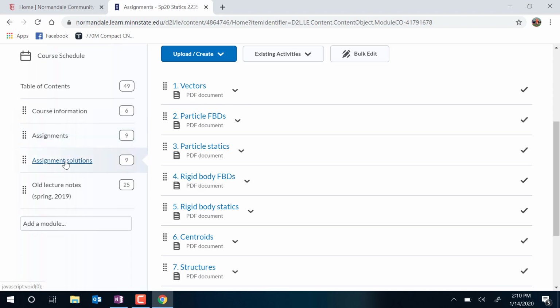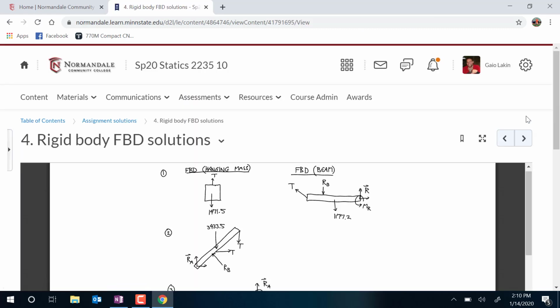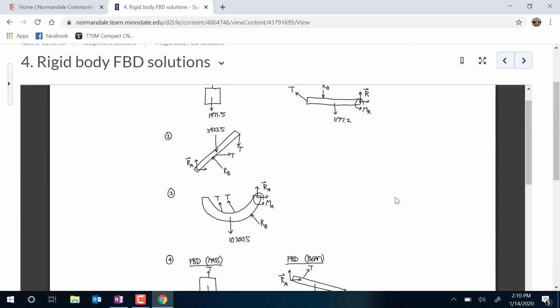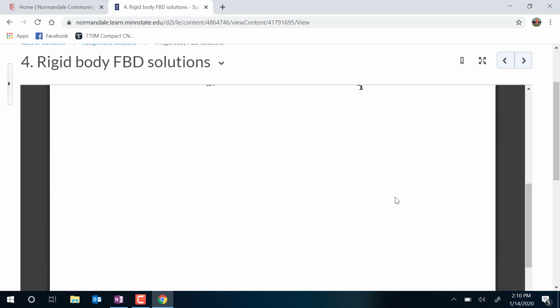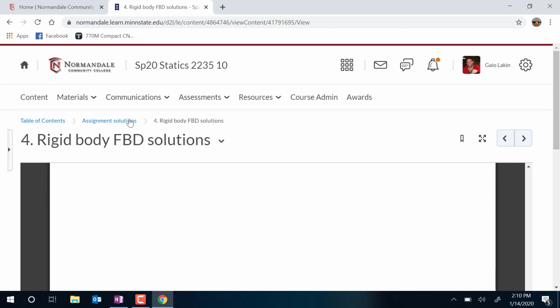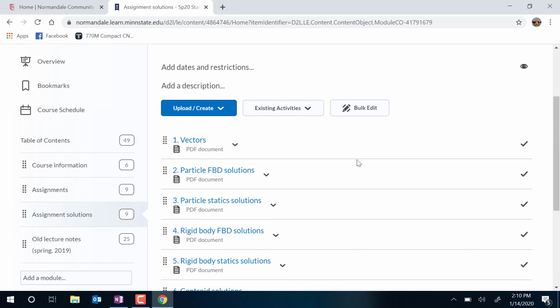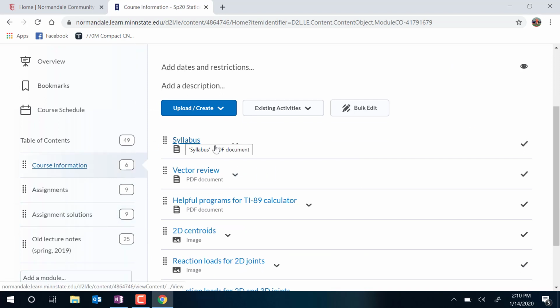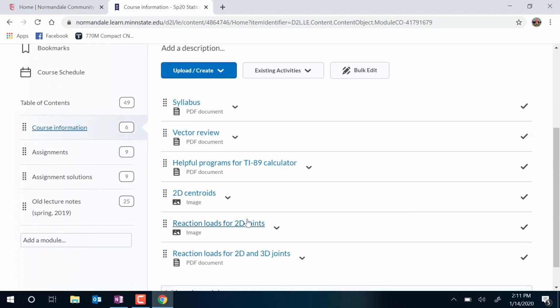The solutions, I think there are solutions to about half of the problems. But it's just my handwritten solutions to half of the problems in each one of those sets. And then the only thing left is course information. That's where the syllabus is, and there are a few other things that are important.